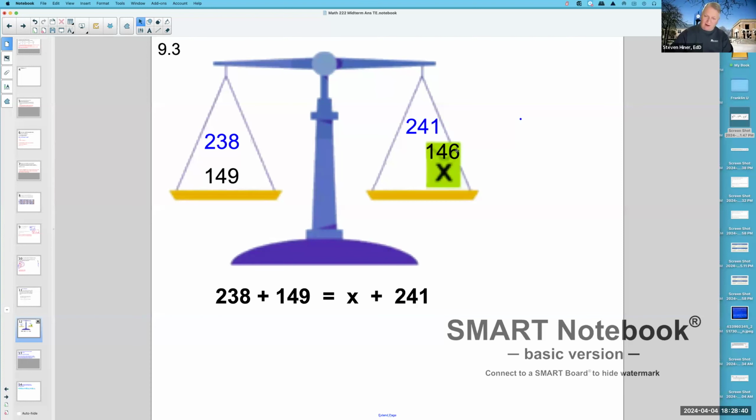Let me put that actually right on the X. So that's how we're reasoning this out. 238 are close together. 241 is 3 more on the right than the 238 on the left. So to balance it, I need the 149 to take away 3 to balance it on the left. Again, we don't want you to just add this up and subtract 241 and get the answer. We want you to write this out in words the way I said it, or in your own words, but of the same meaning.